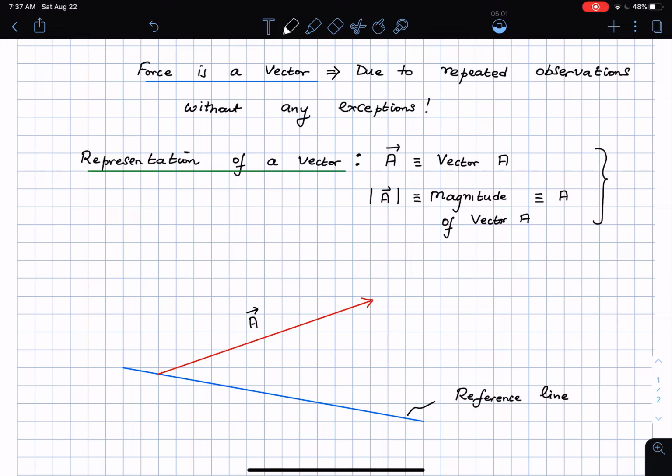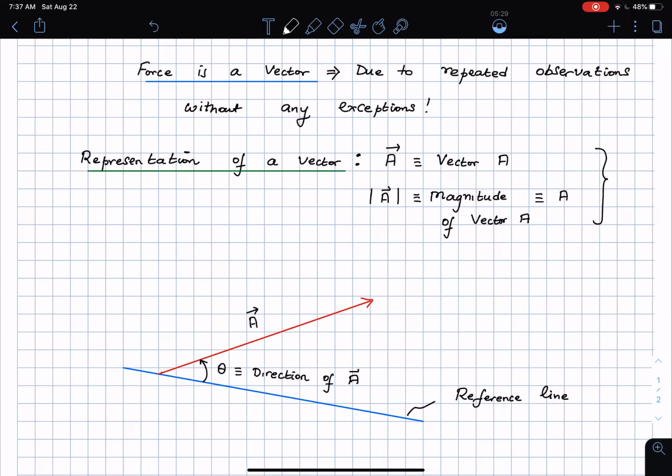The direction of the vector is given by the angle it makes with the reference line. Okay, so let's call this angle theta. So this represents the direction of vector A. Sometimes you'll see that I put a straight line on top of A, or I put an arrow on top of A. These are typically the same things. I'm just trying to save a fraction of a second by not completing the arrow there.